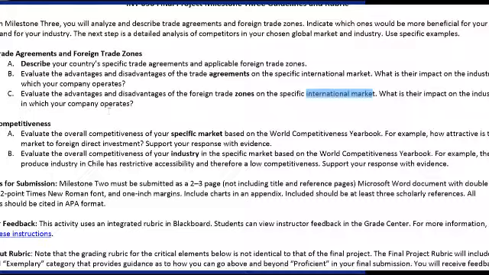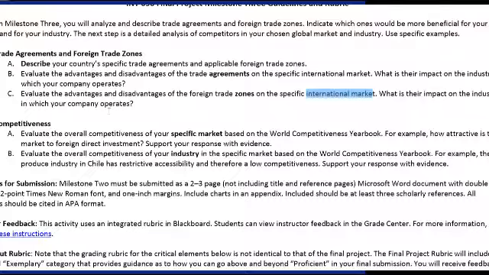First, you're going to describe the country-specific trade agreements and applicable foreign trade zones. You're going to discuss this. You're going to describe it. And then you're going to evaluate the advantages and disadvantages of those trade agreements on your international market, and then talk about what the impact is on the specific industry that you have chosen. So that is trade agreements. Then you're going to do the same thing for the foreign trade zones.